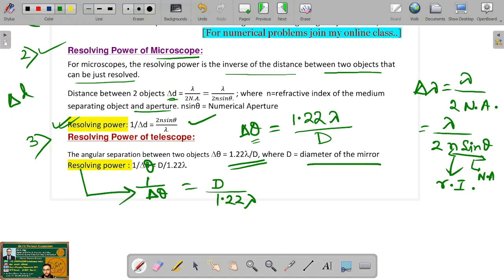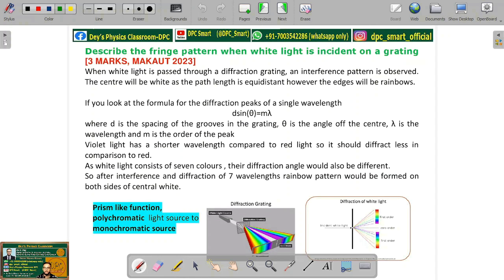So we have discussed the resolving power of grating, and the resolving power of microscope and telescope. Next we will discuss a case which is: describe the fringe pattern when white light is incident on a grating. We will discuss a case where white light is incident upon the grating and what will be the effect of that after passing through the grating. So this came as a 3 marks question in the year 2023 for MAKAUT BTech physics question paper.